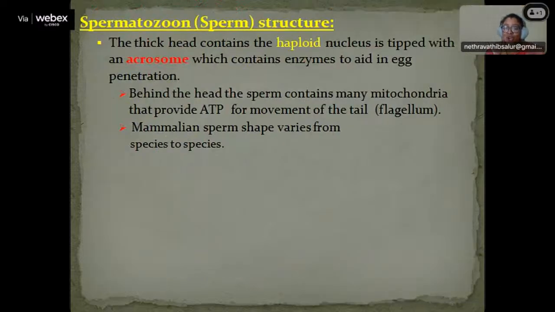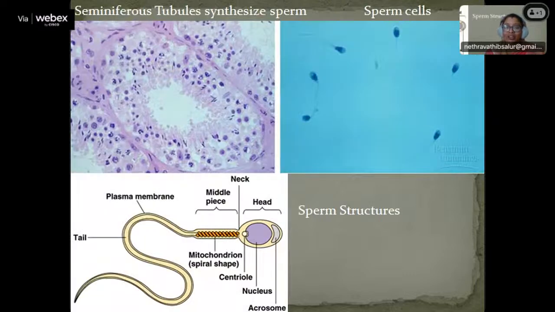That is the structure of the spermatozoa. Now, here you can see the slide having the sperms, and this is the ultra structure of sperms. You can see the sperms are very small. If you see here, this is the actual structure of sperm.